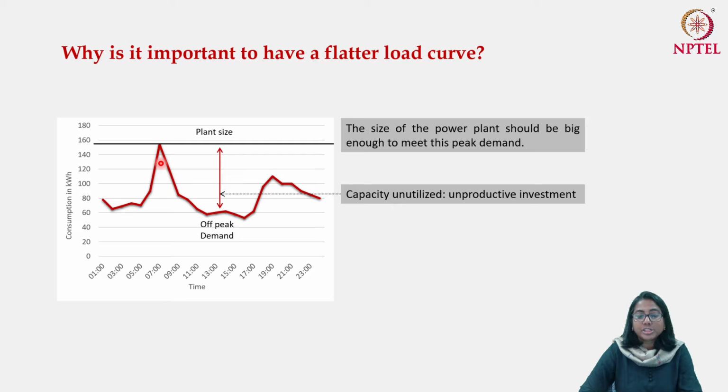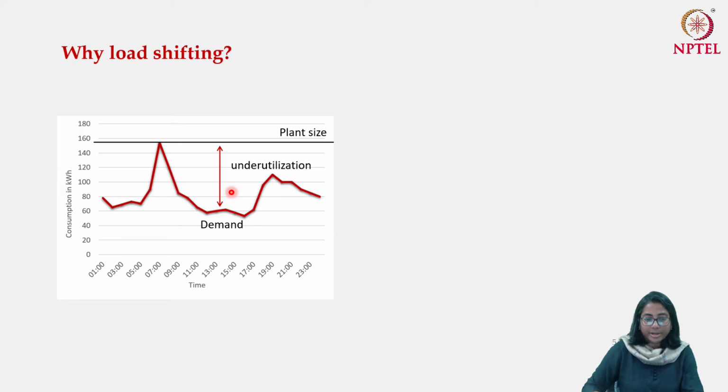Basically, if you shift some of the load from your peak period to the off-peak period, you will probably require a plant size which is smaller, and not only that, the size of your unutilized capacity will become smaller. Let us have a quick look at what we are trying to say. So in the reference scenario in this diagram, if you have a load curve like this, this is the plant size that you require, and this is the underutilization of the power plant that you have in place.